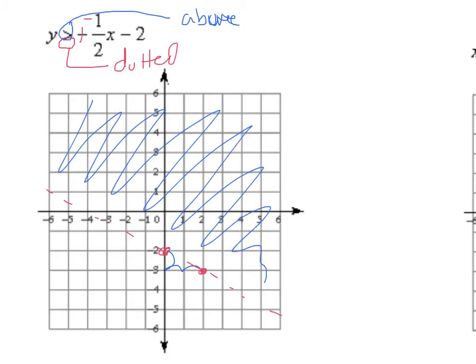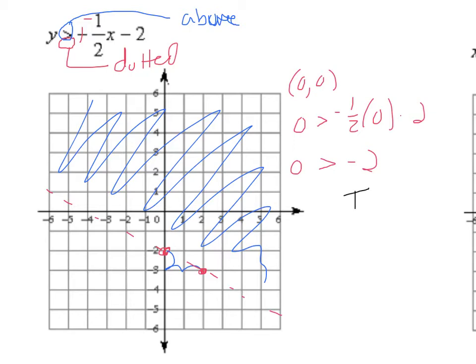Now there's another way to decide which way to shade if you don't like that, and that is plugging in a coordinate, and the coordinate of choice is 0, 0 because it's easy to plug in. If I plug in the coordinate 0, 0, I get 0 is greater than -1/2 times 0 minus 2, so I'll get 0 is greater than -2. So it's asking, is 0 greater than -2? And the answer is yes, it is true.